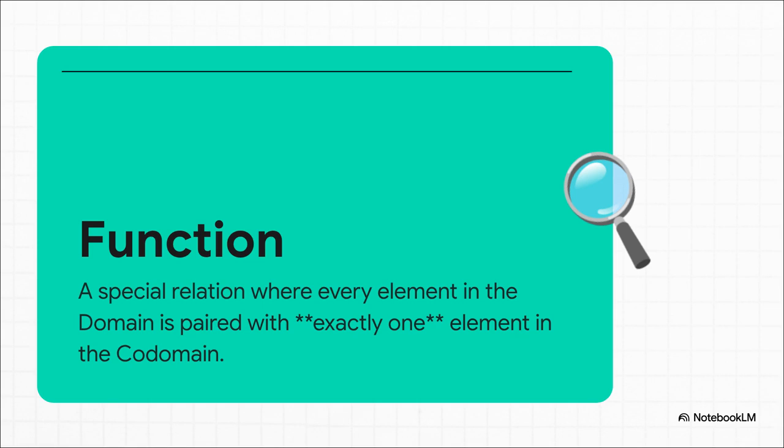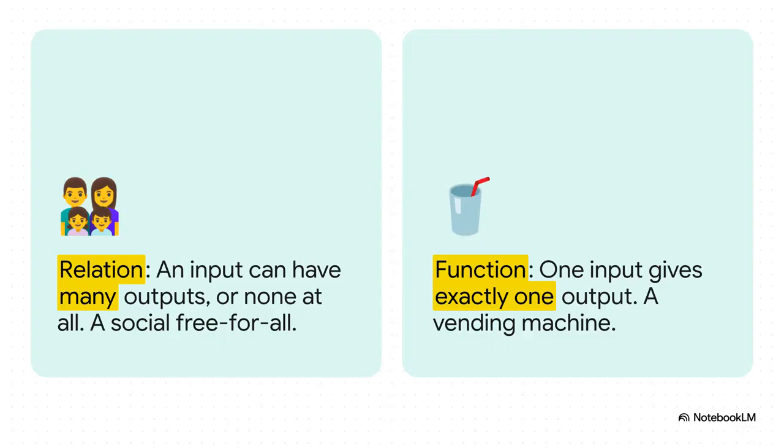Always 1. The best way to think about this is that a relation is kind of like a social free-for-all. One person might have lots of connections or maybe none at all. It's messy. But a function is a vending machine. You press one button, that's your input, and you get exactly one soda. That's your output, every single time. It's predictable, it's reliable.